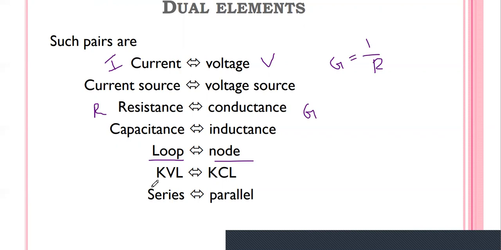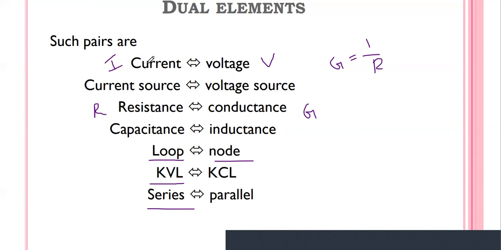Similarly, if you write the KVL equation, Kirchhoff's voltage law, for the given circuit, then for the dual network we have to use KCL. So KVL and KCL are interchanged. Then similarly, if in our given network the elements are connected in series, then in order to draw the dual network we have to use parallel. Similarly, if parallel is available, you have to replace it with series. So these are some of the pairs we have to use in order to draw the dual network for the given network.